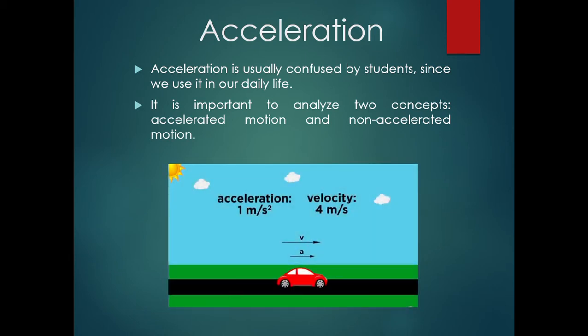So just before we continue, here I have a picture for you that represents what acceleration and what velocity is. Acceleration can be, for example, 1 meter divided by seconds squared, and velocity can be 4 meters divided by seconds, or meter per second. There is something interesting to analyze here, and there is a mistake in this image. I would like you to think about it. What is the mistake in the image?